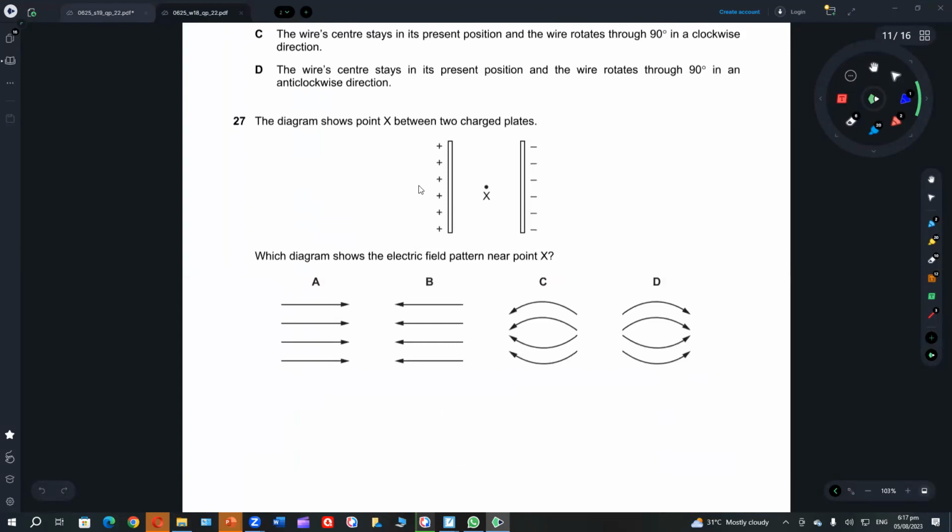The diagram shows point X between two charged plates. Which diagram shows the electric field pattern near point X? These are parallel plates. When plates are parallel, the electric field is always directed from plus to minus. Field lines are parallel when plates are parallel.